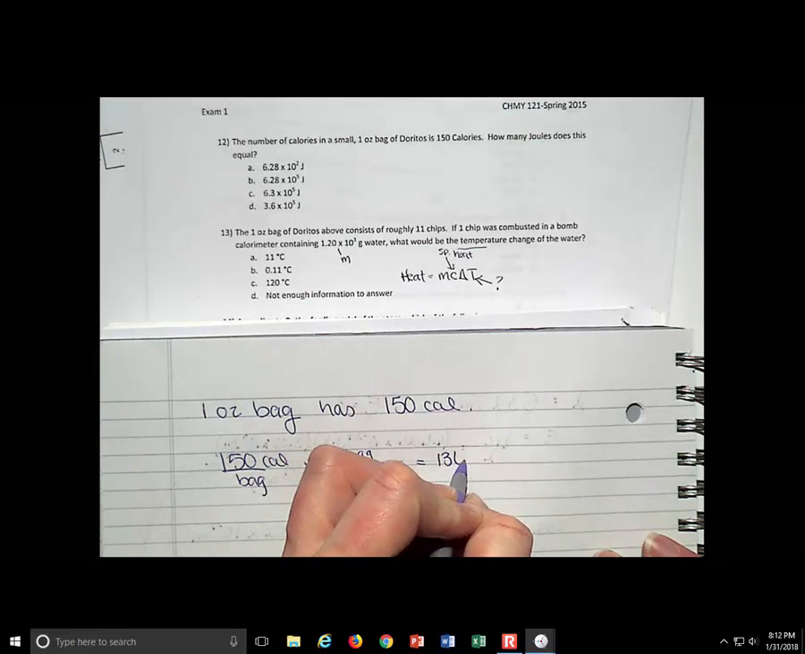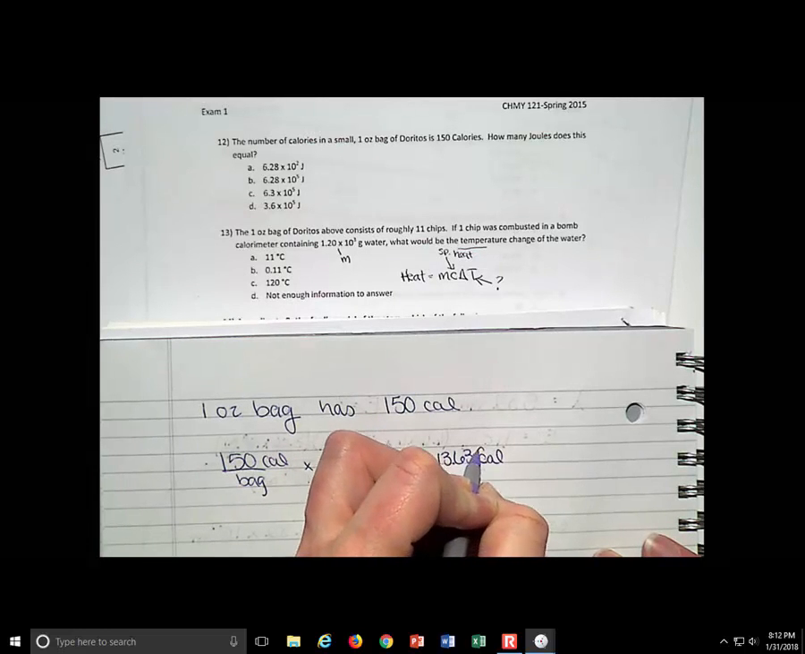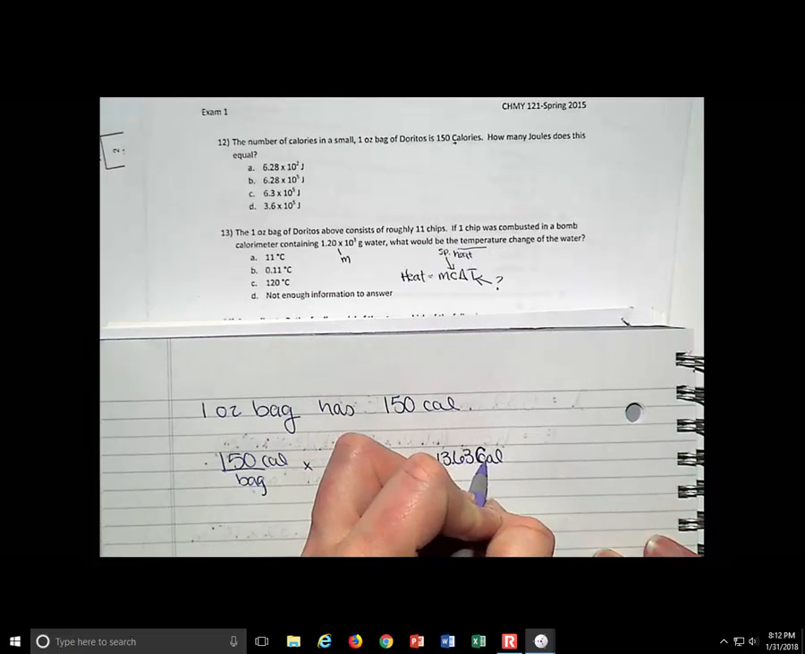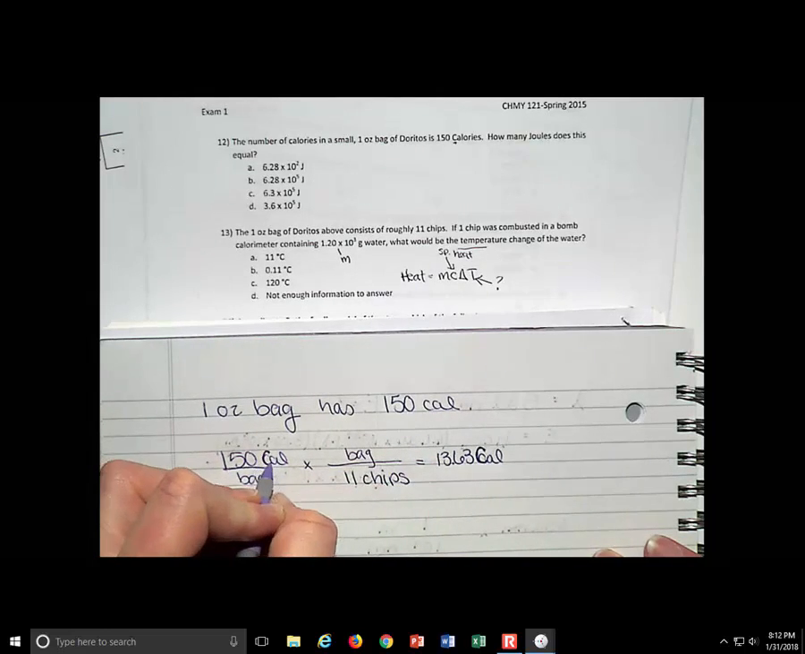13.63 calories. And notice that it's a big C, so it's actually kilocalories. If that chip was combusted in a bomb calorimeter containing 1.20 times 10 to the third grams of water, what would the temperature change of the water be?